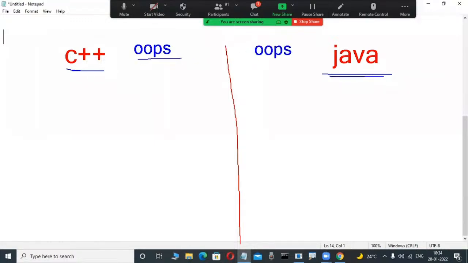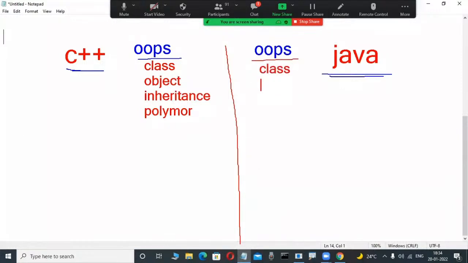Some of you may know these OOPS concepts. A class is a concept, an object is a concept, inheritance is a concept, and polymorphism is a concept. Same here in Java: what is a class, what is an object, what is inheritance, what is polymorphism? So many concepts are there. That's why conceptually class, object, inheritance and polymorphism are the same.